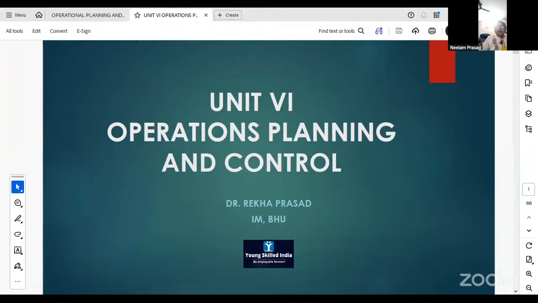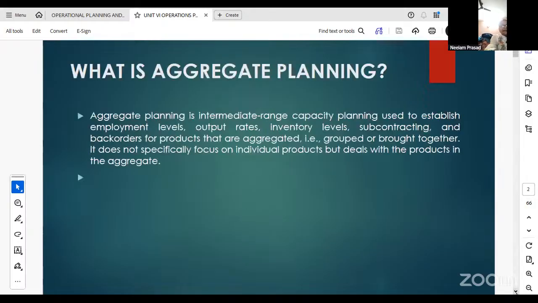So today we'll be doing operations planning and control, because this is the actual how you do things, how you plan, how you execute whatever you are doing. If I take, for example, first thing is the aggregate planning. Aggregate planning is intermediate range capacity planning used to establish employment levels, output rates, inventory levels, subcontracting, and back orders for production that are aggregated.